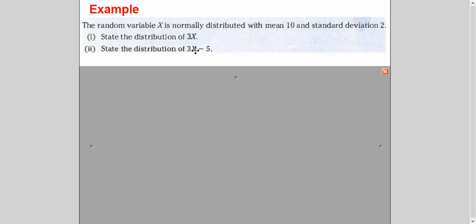I have taken 2 examples here. One is very simple, and the other word problem is very interesting and very important also. The normal random variable x is normally distributed. The mean is given to you and the standard deviation is given to you, right? You have to calculate the distribution of 3x. So you have to find its mean and its variance.